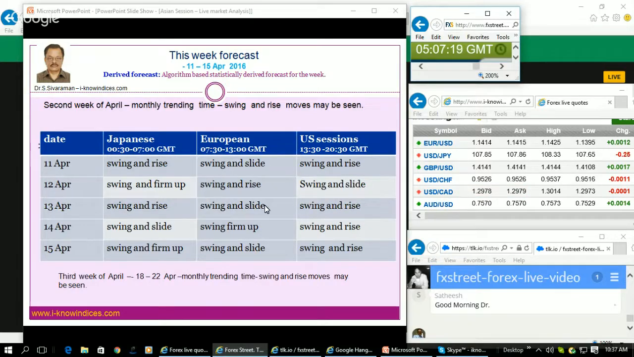So when there is a swing and slide move, you can wait for the slide to happen and then try to take a buy. Then they will make the swing and rise. You can book profit during the rise. That way you can plan your trades. Then 14th of April, Thursday, swing and slide is expected to happen during the Japanese session and then firm up during European and rise big during the US session.